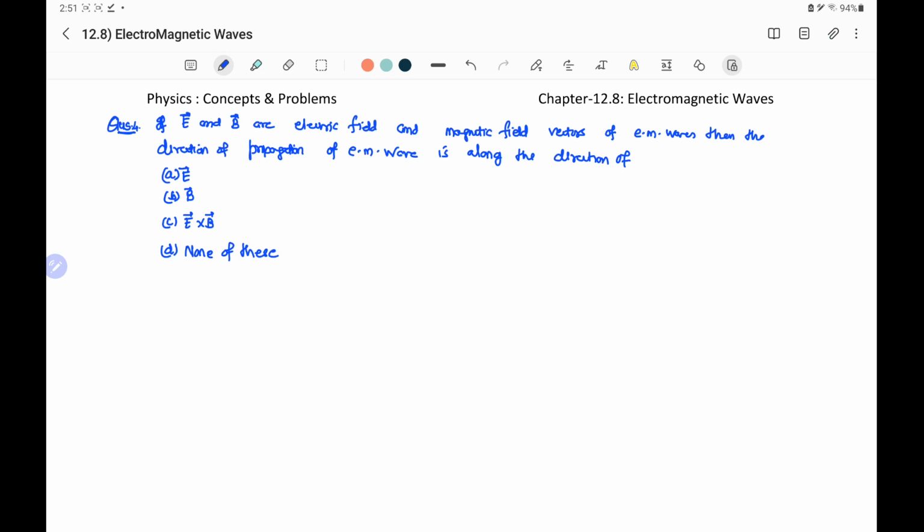Next question: if E and B are electric field and magnetic field vectors of an electromagnetic wave, then the direction of propagation of the electromagnetic wave is along the direction of, options are electric field, magnetic field, cross product of electric and magnetic field, and none of these. We know that electric field, magnetic field, and direction of propagation are mutually perpendicular, and the direction of propagation will be the cross product of electric and magnetic field.